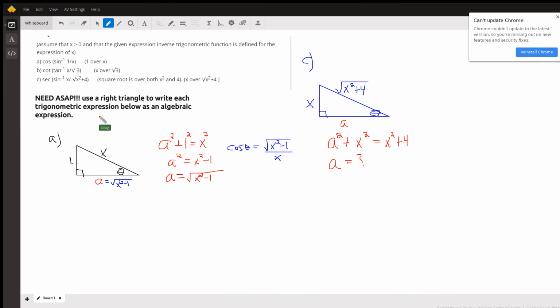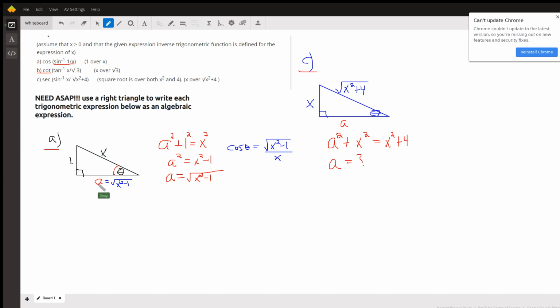Okay, I'll take you through part A completely, get you started on part C, and hopefully you can figure out how to do part B. The idea is that in part A, this is an angle that has a sine of 1 over x. So we're supposed to use a right triangle, so here it is, and this angle theta, that's the angle that has a sine of 1 over x, opposite over hypotenuse.